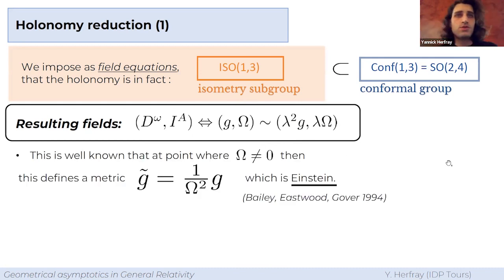And then at any point, it's a very classical result in tractor geometry that at any point where omega is non-zero, you can construct this matrix, which is the ratio of omega and g. This is conformal invariant, and this is Einstein. The fact that this is Einstein is coming from the fact that you're imposing field equations. Holonomy reduction is a field equation in your Cartan geometry. The way it's going to translate in the fields is that the metric you're constructing in this way is Einstein.